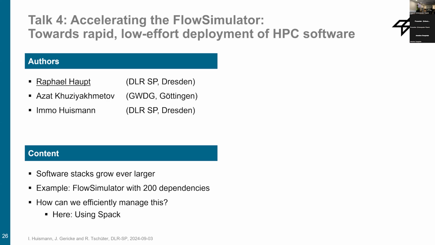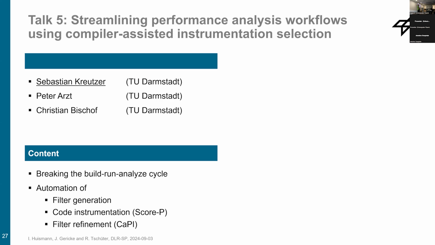to thereafter reconvene for the talk accelerating the flow simulator towards a rapid or low effort deployment of HPC software by Raphael Haupt, who will show us how we handle 200 dependencies deep dependency stacks. Then go towards streamlining performance analysis workflows using compiler-assisted instrumentation selection by Sebastian Kreutzer. Goal here is not to write your Score-P instrumentation filters by hand, but get that automatically in the hopes of saving you as developer time.